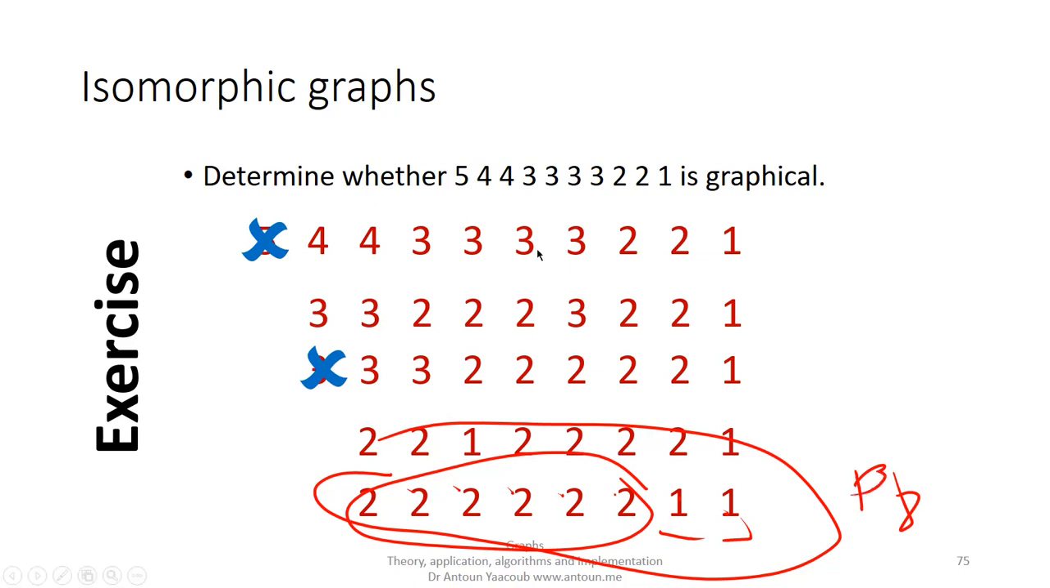We know that this graph is graphical, so we can draw this. We'll see later on an example on how to draw a graph using the degree sequence. You also have an exercise like this in the practice.